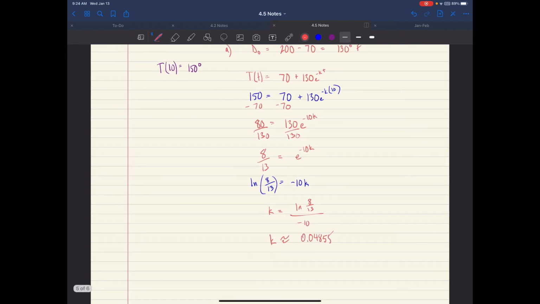So for this a part, we're still not done, but now we just plug everything in. So I'll write it here. So our formula or model is capital T of lowercase t equals 70 plus 130 raised to the negative 0.04855t. Oh, I forgot my e. Let me scoot that back. 130 times e raised to that.